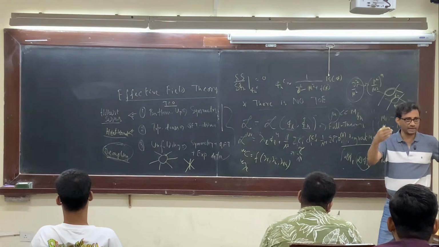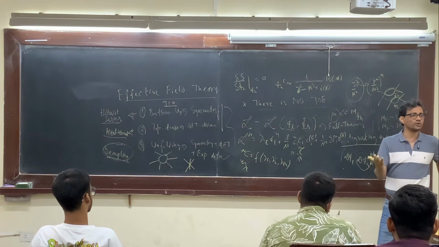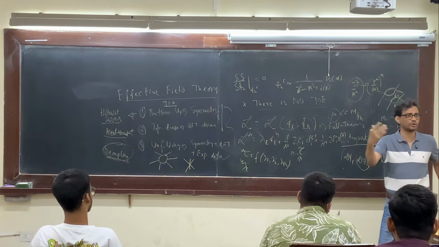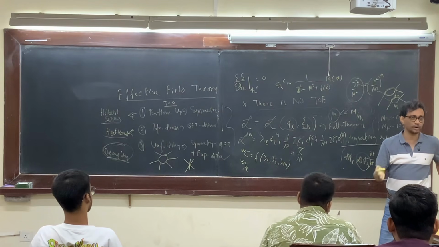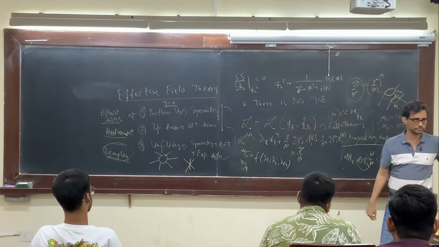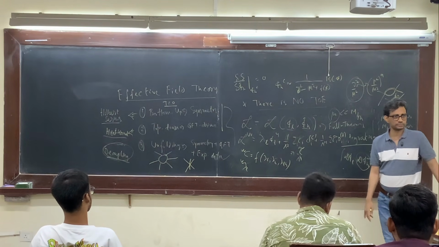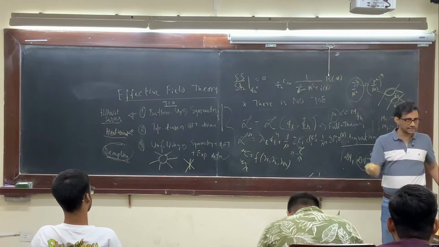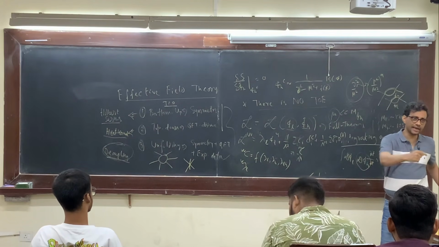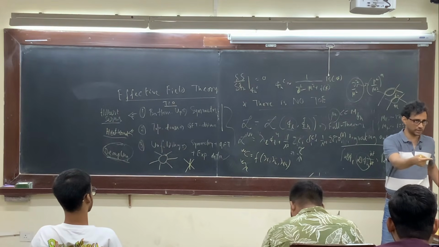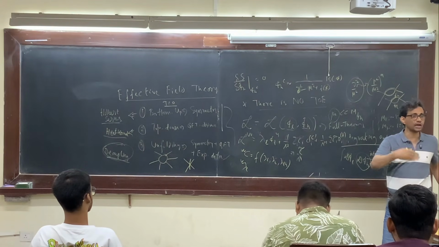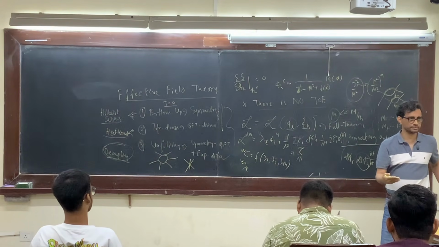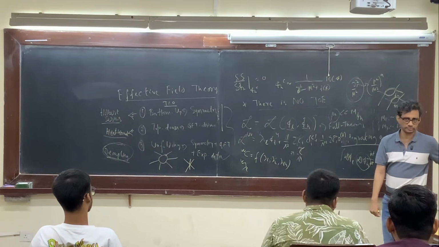If my starting series is basically up to 1 by lambda square, why do I bother about anything divergent or finite beyond 1 by lambda square? Yeah, but that dimension 8 operator you are talking about, if I want to cancel those counter terms, in my bare Lagrangian I have to have the dimension 8 operators. So that's why it's called order by order renormalization.